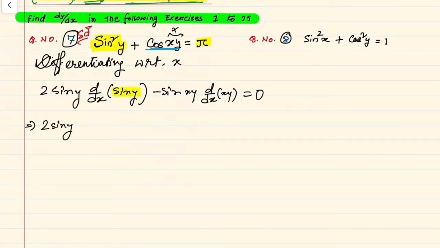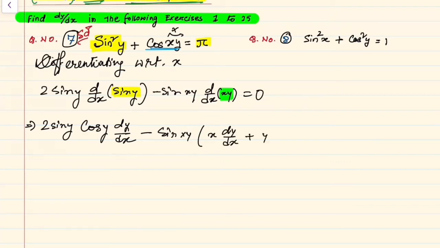Now the derivative of sine y will be cos y, then again dy by dx, then minus sine of xy, and the derivative of xy. Here you have to apply the product rule, and if you apply this, then x times the derivative of the second function, dy by dx, then y times the derivative of the first function, that is x. The derivative of x is 1, so 1 into y means y, isn't it? So that's why it's equal to 0.